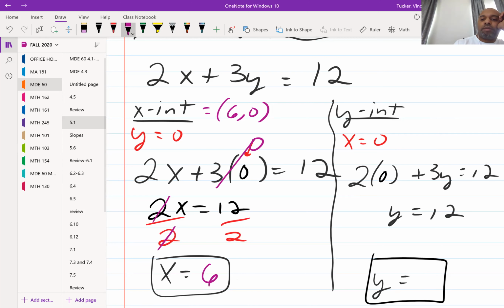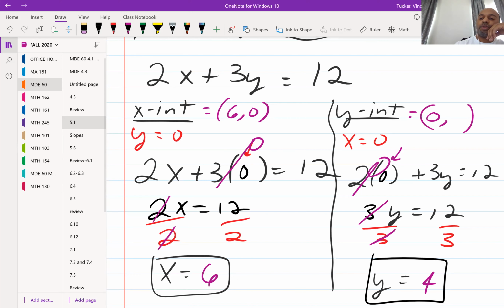All right, so for your y-intercept, you let x be equal to 0. So that's what happened right here. 2 times 0 is 0. So that leaves you with 3y equal to 12. Divide by 3. y is equal to 4. So don't forget, whenever you write your ordered pair, x comes first, so that's (0, 4). It's x and then y. And that first ordered pair was (6, 0). So before we graph it, just in case they would have asked you to graph, any questions on what we did?